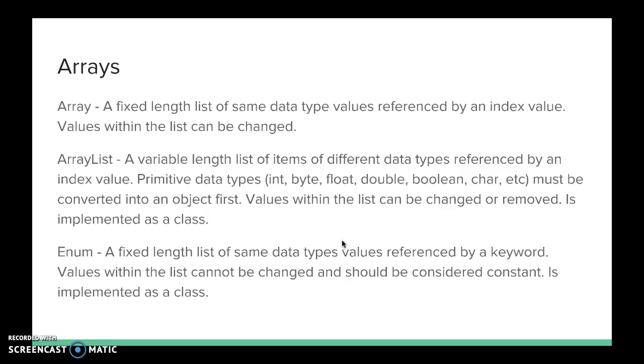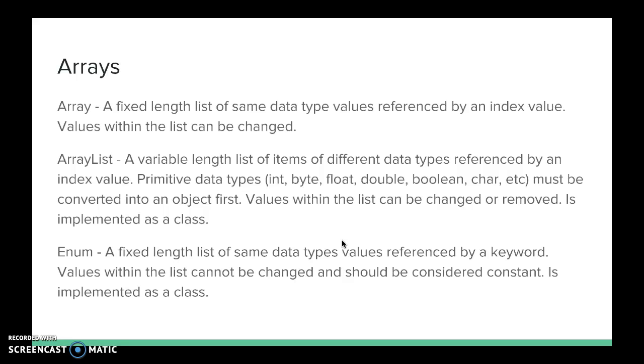Next is an array list. It is similar to an array, however the difference is that it is a variable length list of items. So you can add and remove, and they can also be of different data types. Primitive data types, for instance an integer, a byte, or a float, must be converted into objects first, because an array list is just a list of objects. Within that, you can change or remove those values. An array list is also implemented as a class.